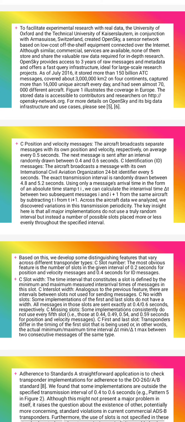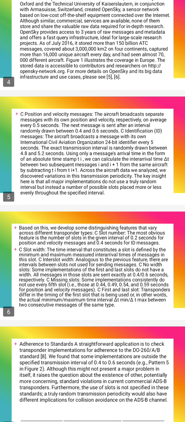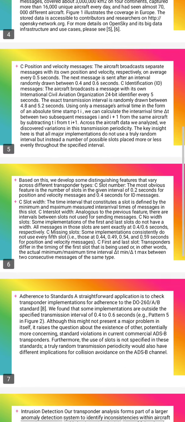we can calculate the interval time between two subsequent messages from the same aircraft by subtracting the arrival times. Across the aircraft data we analyzed, we discovered deviations in the transmission periodicity. The key insight here is that not all implementations use a truly random interval, but instead a number of possible slots placed more or less evenly.